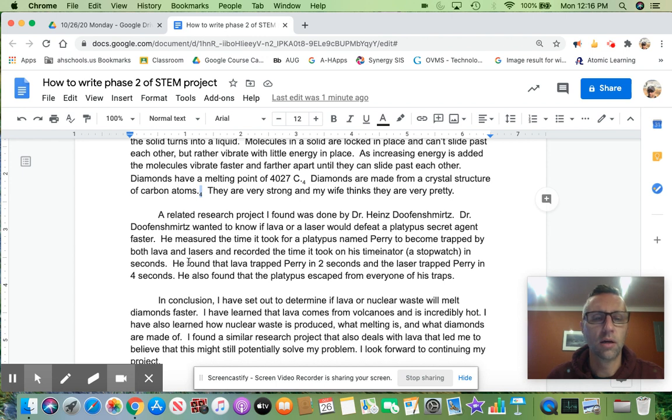So, all right, in the end, he found that Perry was trapped in 2 seconds by the lava and 4 seconds by the laser. And he also found that Perry escaped from all of the traps. Done. This is what we learned. Lava is faster than laser. Probably should have put a sentence summarizing it there. That's what I need from that. Who did it? What were they testing? What were they measuring? And a quick summary of their results.